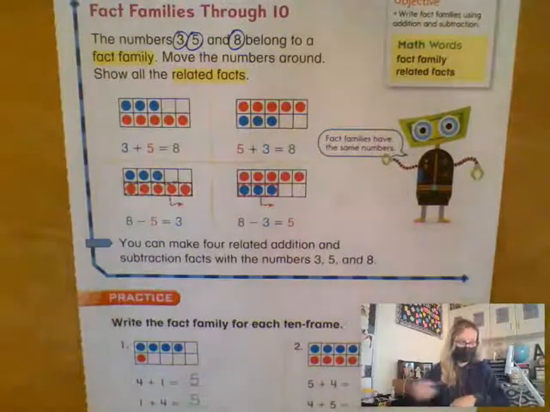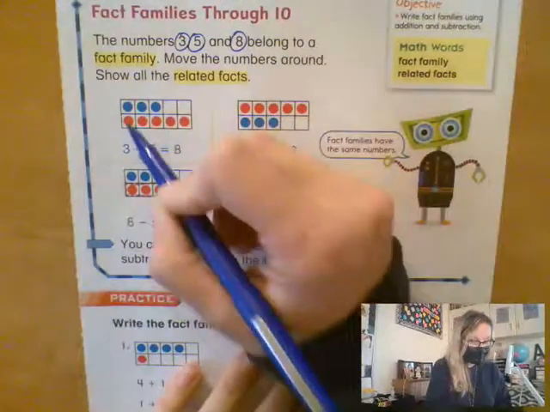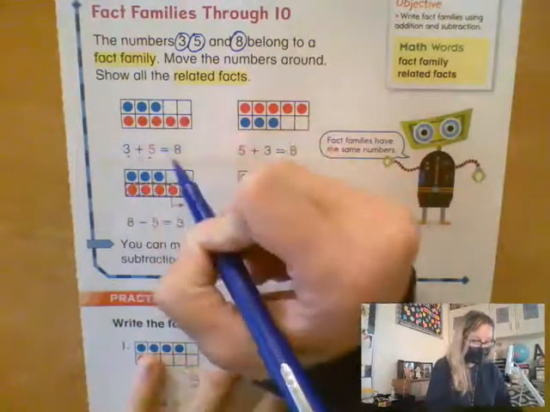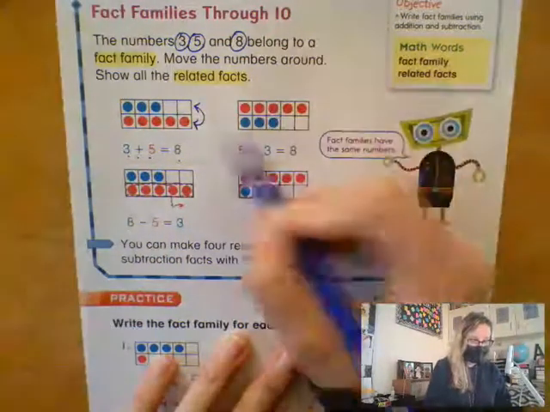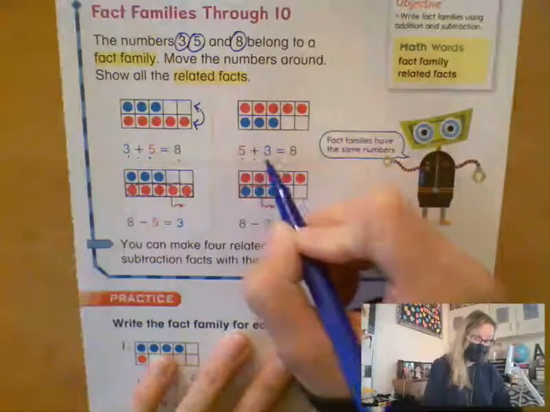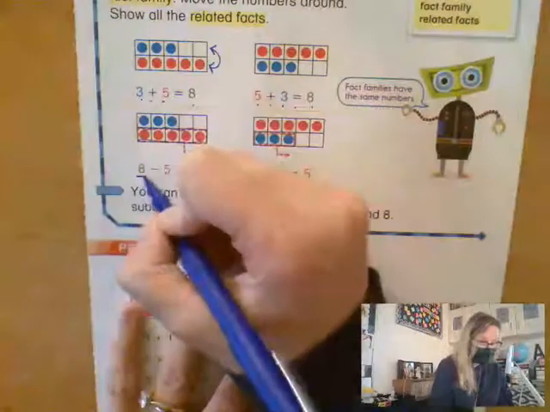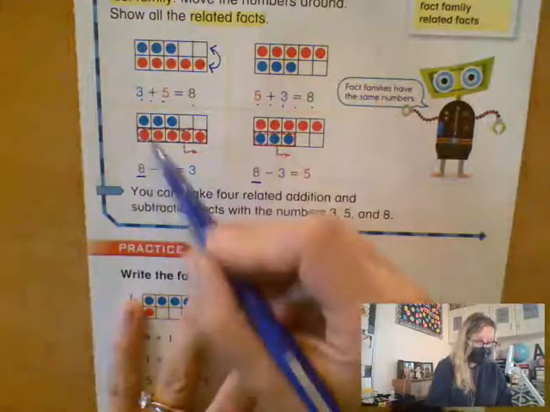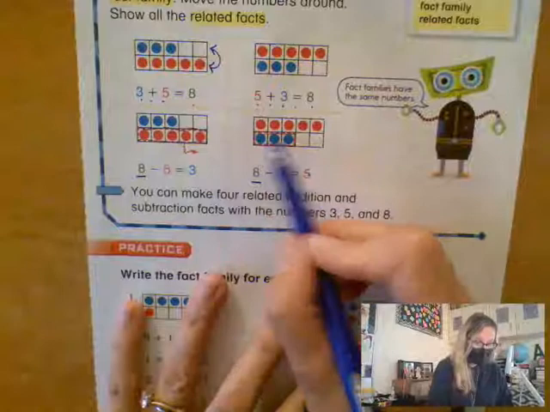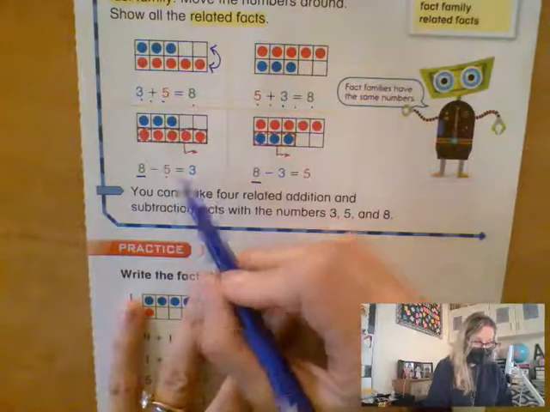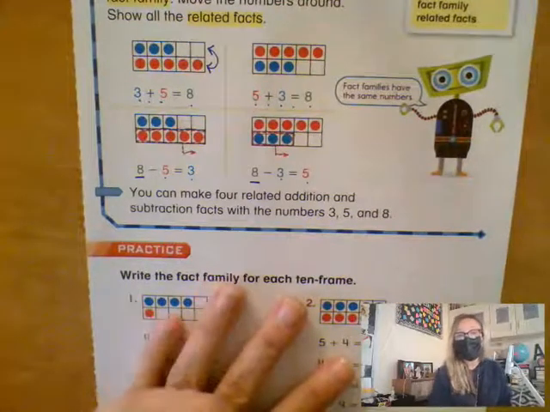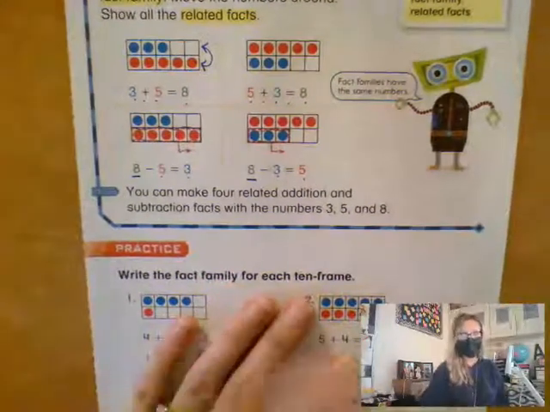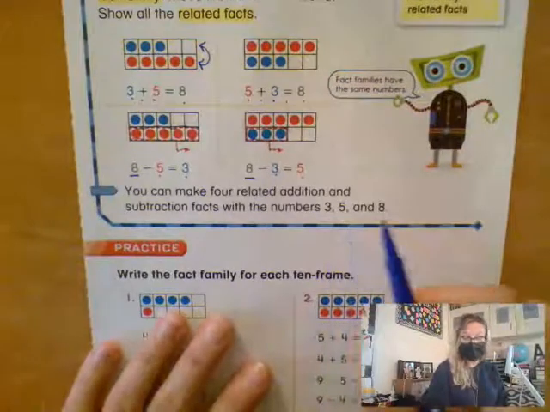So the first thing they showed here was 3 plus 5 equals 8. Then they flip-flopped and put the 5 first and the 3 second and said 5 plus 3 equals 8. And then looking at our subtraction, we always start with our biggest number. So we had 8 take away 5, and then 8 take away 3. And you can see that our parts flip-flopped. So you can make 4 related addition and subtraction facts with the numbers 3, 5, and 8.